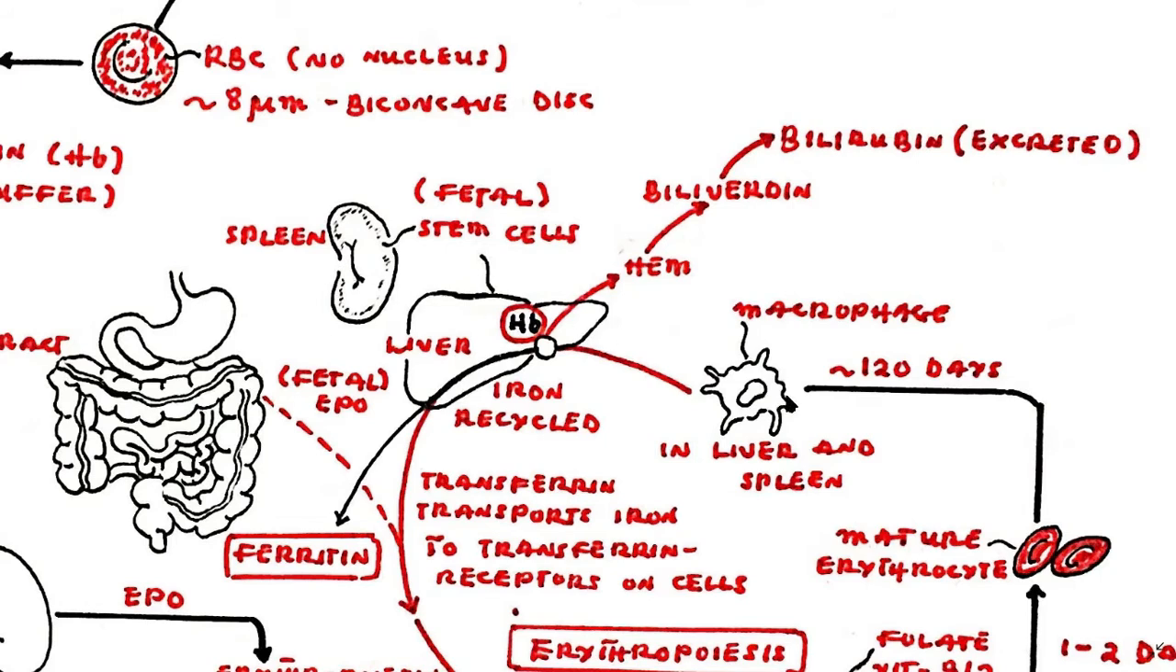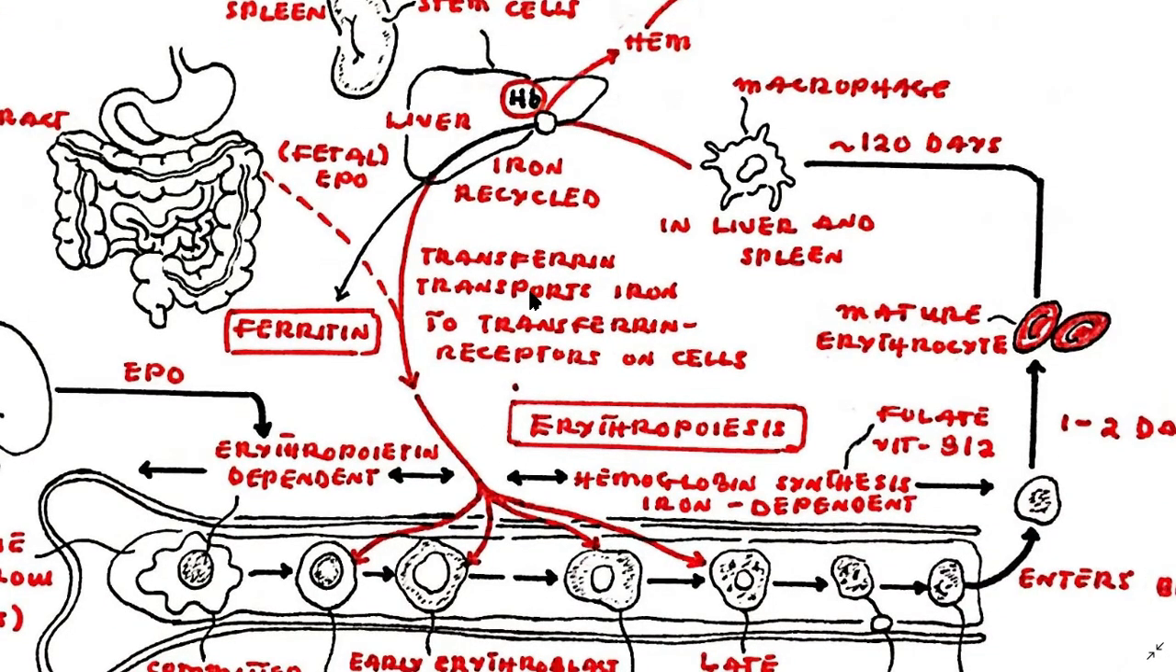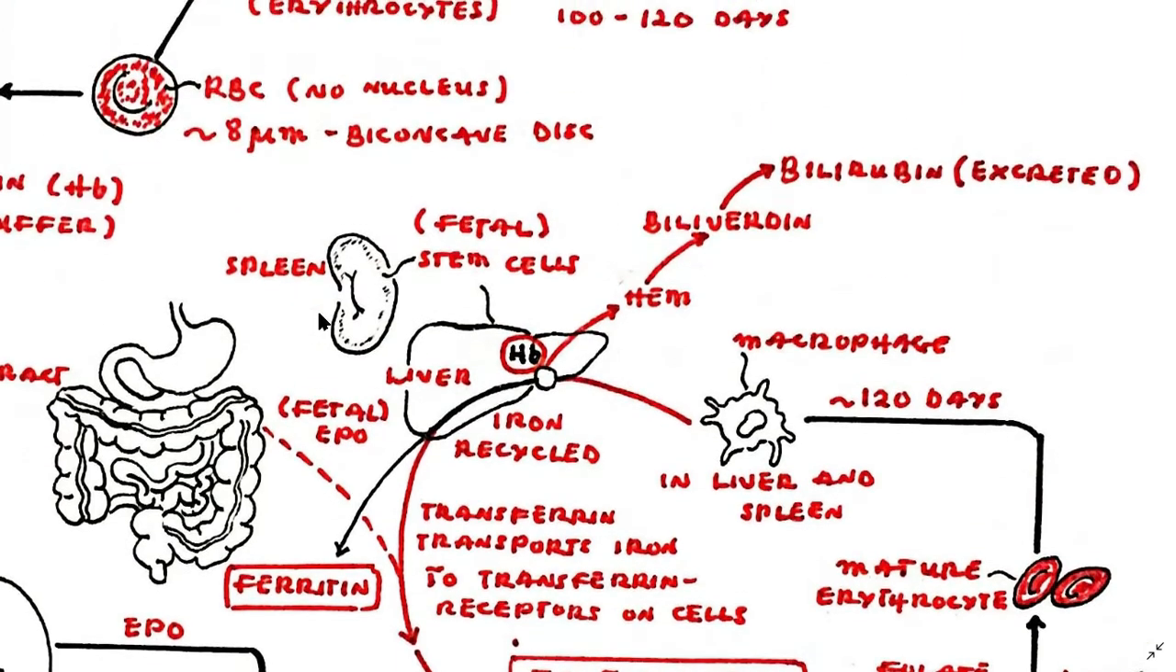Red cells are destroyed by macrophages in the liver and spleen after 120 days. The heme group is split from hemoglobin and converted to biliverdin and subsequently to bilirubin. The iron is conserved and recycled via transferrin. Now, transferrin is an iron transport protein. The iron can also be stored in ferritin. Bilirubin is a brown-yellow compound which is excreted in the bile.